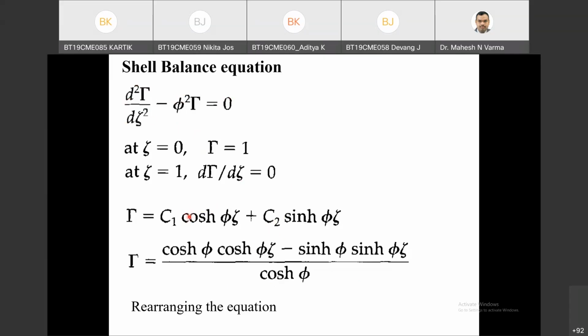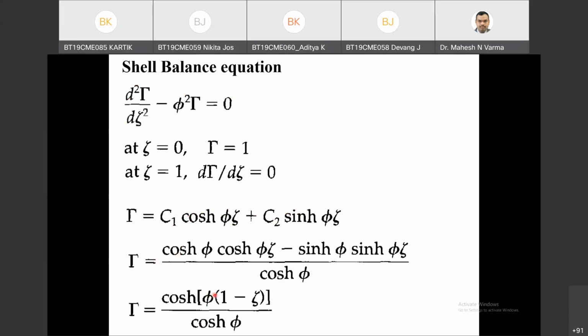Because here in CRE, an exponential solution is also assumed. So in heat transfer also it was similar. Right? So this is the equation, and this is the concentration profile. So what is the concentration profile?